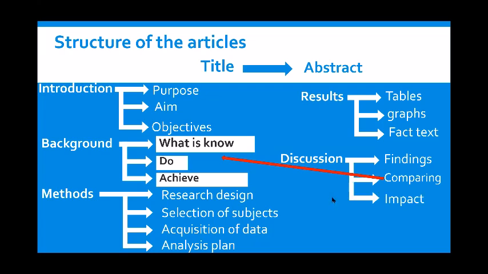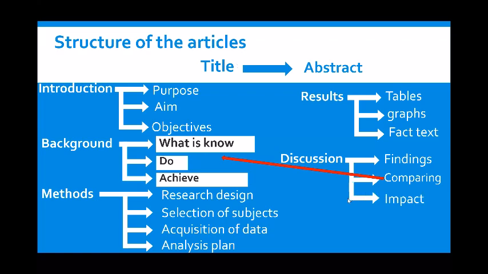One of the weaknesses of articles is that when they start to compare, they compare with articles or references or information that is not mentioned in the background. That's a big defect in an article. So when you compare, you compare only what you mentioned as known.